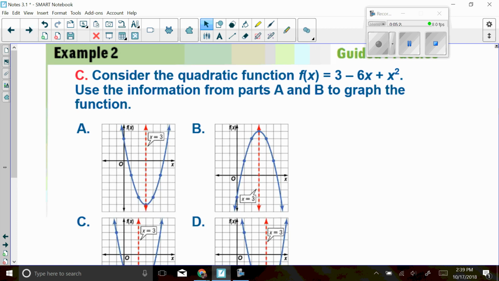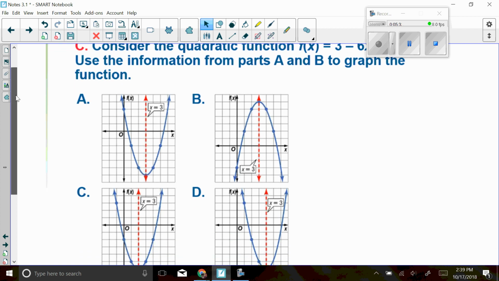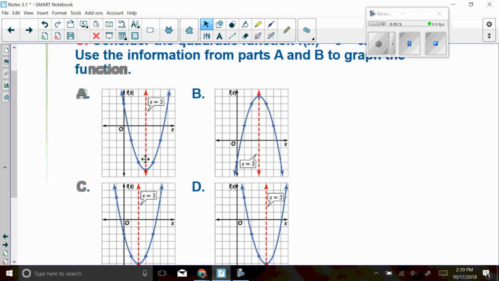All right, so same graph again. I had an axis of symmetry at x equals 3. So that's here, here, they're all right. Next thing, I need a y-intercept of y equals 3. And the only one that works is this one. There it is.